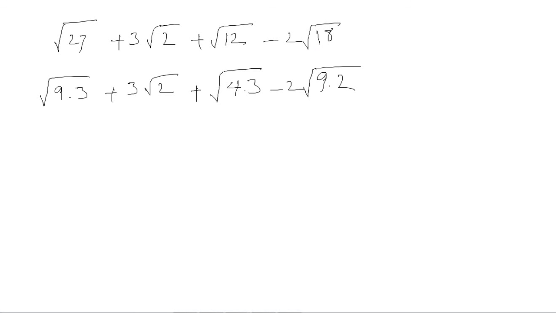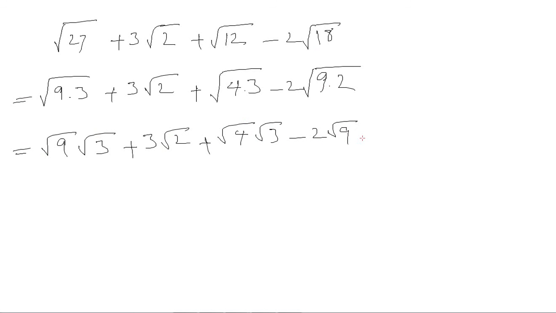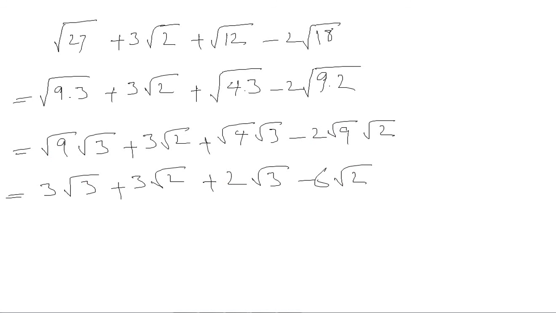Okay, now this is radical 9 times radical 3 plus 3 times radical 2 plus radical 4 times radical 3 minus 2 radical 9 times radical 2. Radical 9 is 3, so 3 radical 3 plus 3 radical 2, plus radical 4 is 2 radical 3, minus radical 9 is 3. 3 times 2 is 6, so minus 6 radical 2.